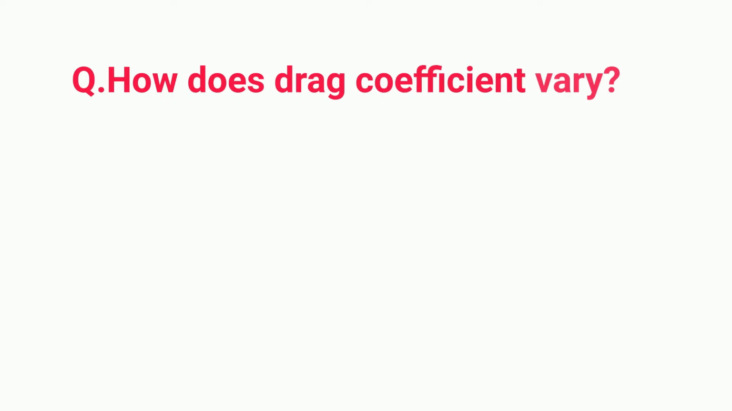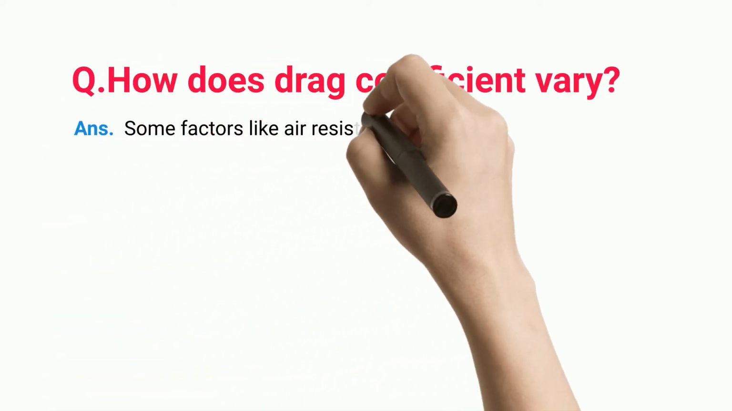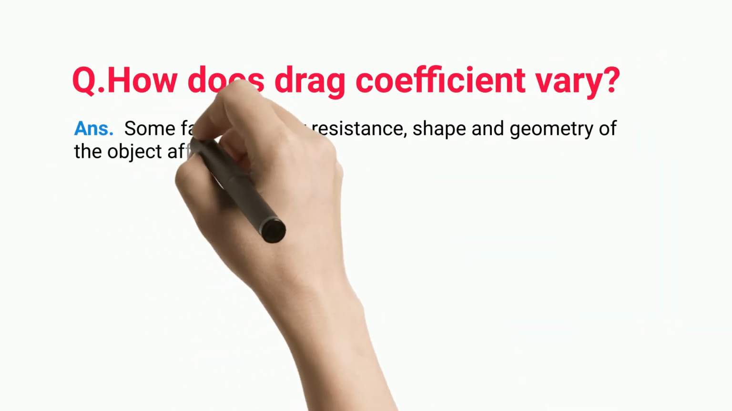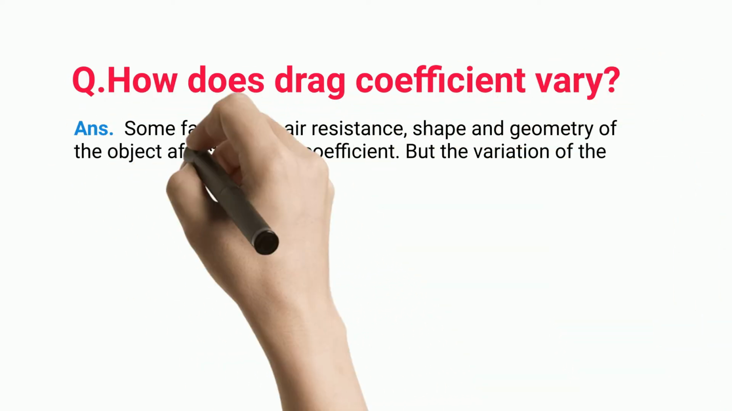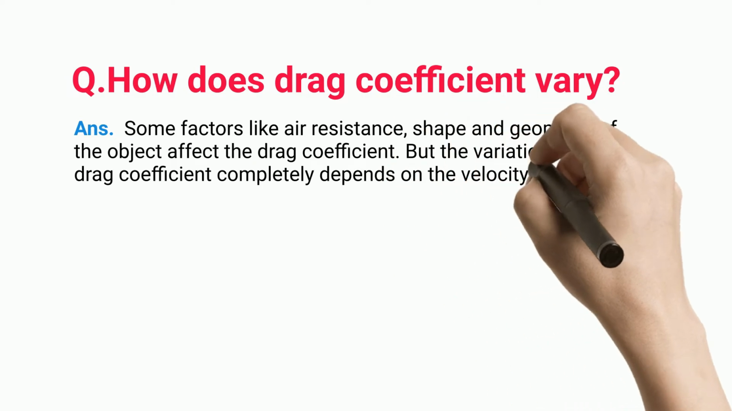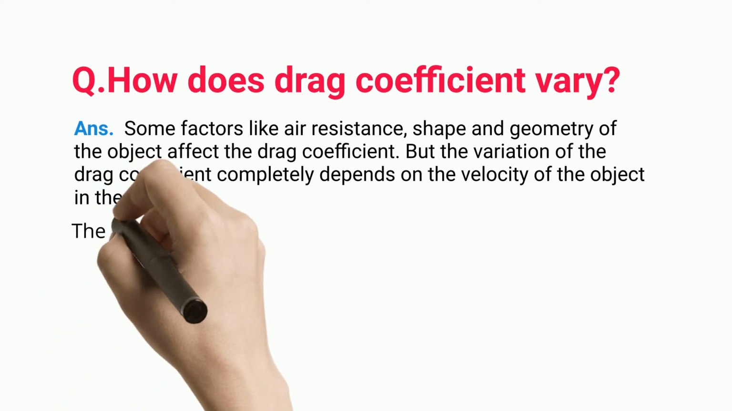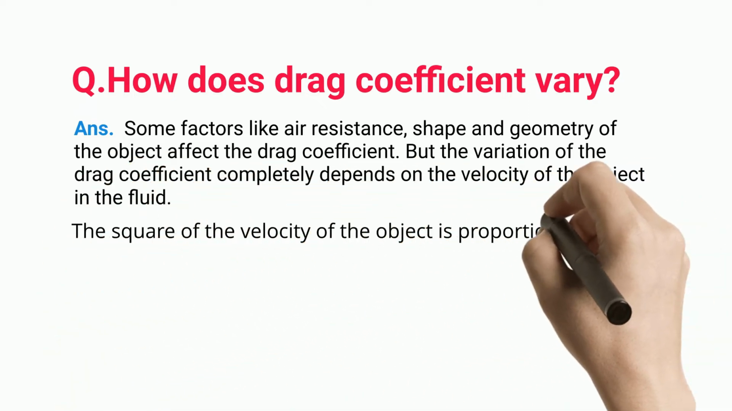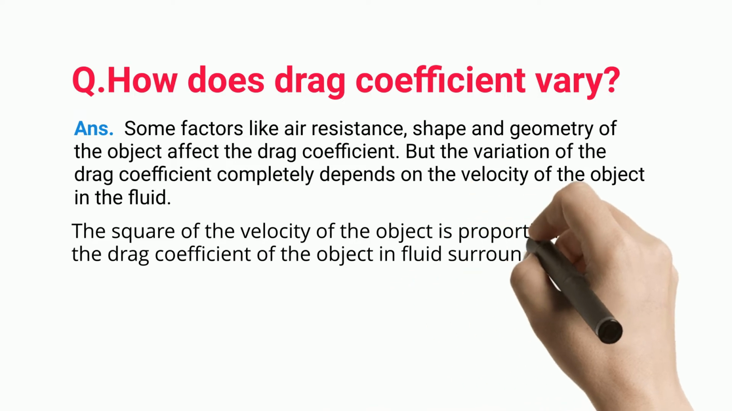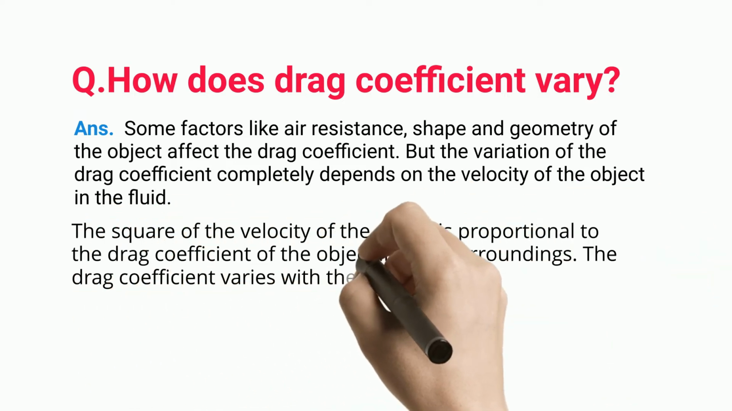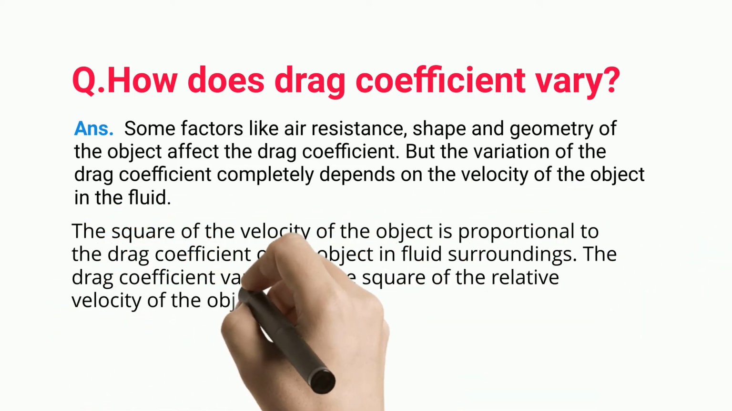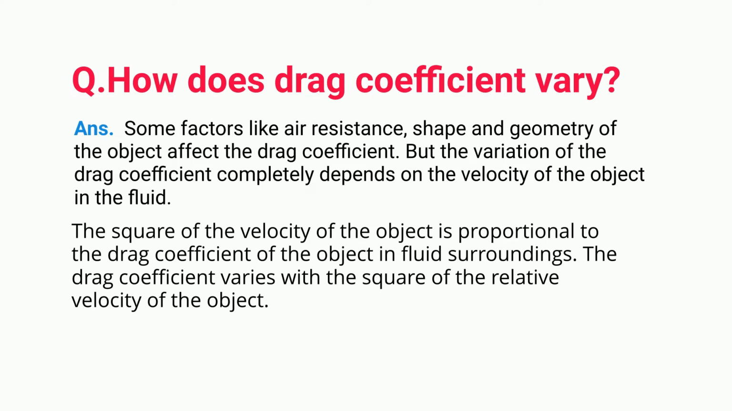How does drag coefficient vary? Some factors like air resistance, shape and geometry of the object affect the drag coefficient. But the variation of the drag coefficient completely depends on the velocity of the object in the fluid. The square of the velocity of the object is proportional to the drag coefficient of the object in fluid surroundings. The drag coefficient varies with the square of the relative velocity of the object.